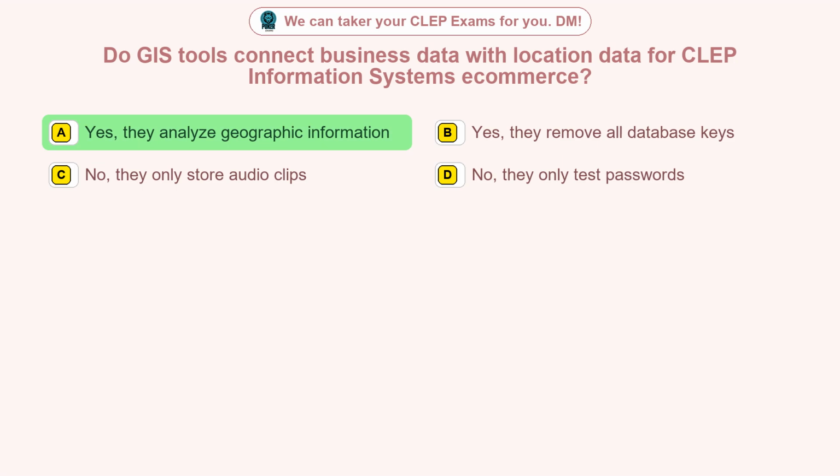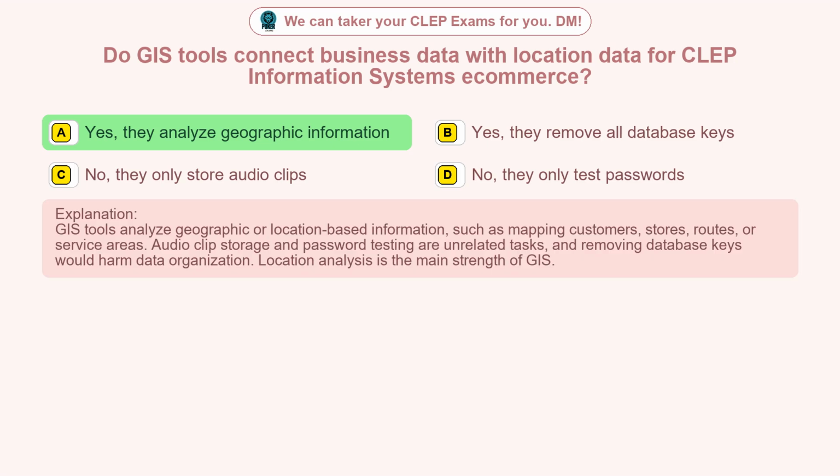The correct answer is option A. Yes, they analyze geographic information. GIS tools analyze geographic or location-based information, such as mapping customers, stores, routes, or service areas. Audio clip storage and password testing are unrelated tasks, and removing database keys would harm data organization. Location analysis is the main strength of GIS.